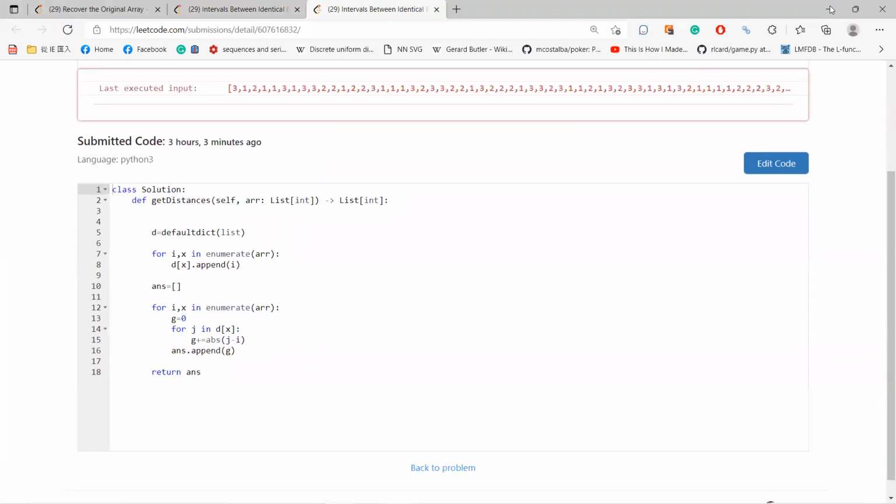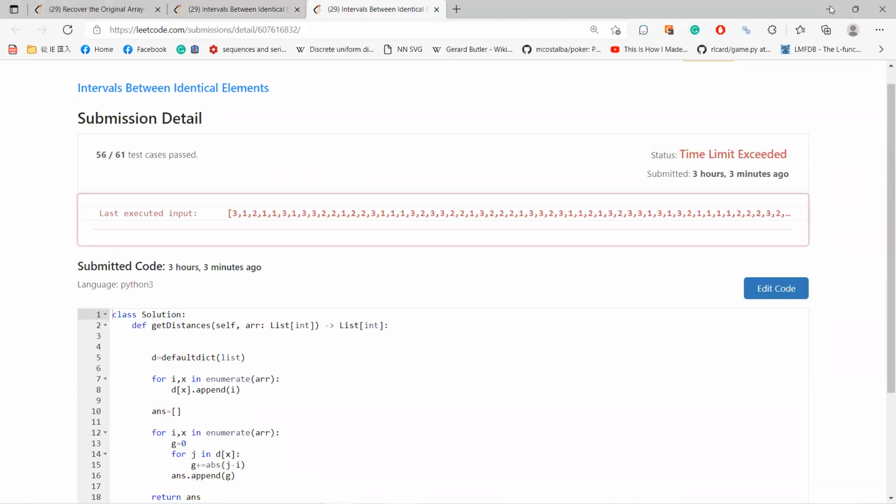It passes 56 test cases. So basically it's the same thing I said, right? You create this type of dictionary, and you go through the array, and for each j in the indices d of x, you just compute the absolute value of j minus i and add it to the sum. Okay, so this is the brute force. You can solve 56 of the cases, so not good. But at least you know this is correct.